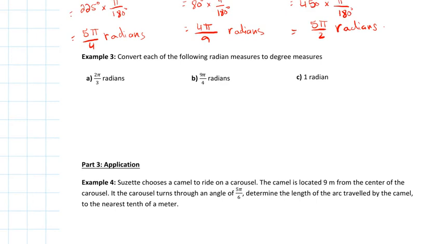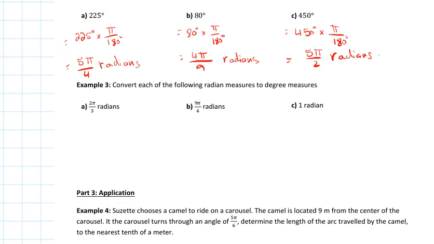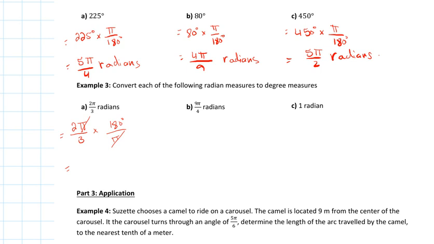So to convert each of the following radian measures to degree measures, remember that to go from radians to degrees, you're going to have to multiply by 180 over pi. So it's going to be 2 pi over 3 times 180 over pi. So what we have here, the pi and the pi will cancel each other. And then I'm going to try to simplify the 2 over 3 times 180. So it's going to be 2 times 180 divided by 3. And that's going to be 120 degrees. So if I do 2 times 180 divided by 3.